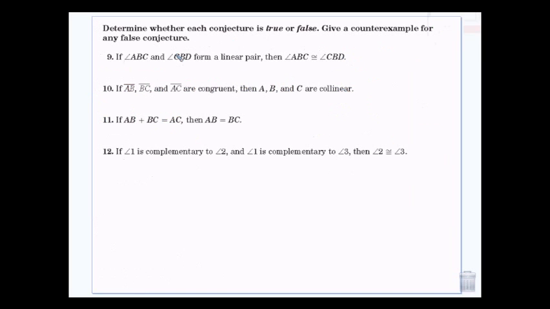So for these next 4, if it's true, just say true. If you can think of anything that would make it false, you've got to say it's false and come up with a counterexample. So why don't you try those?